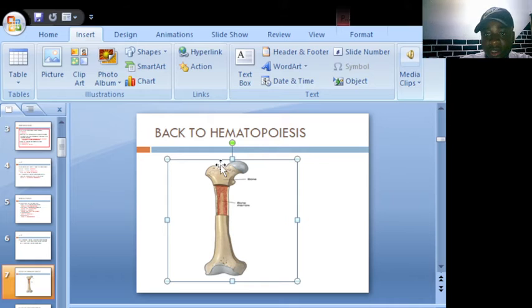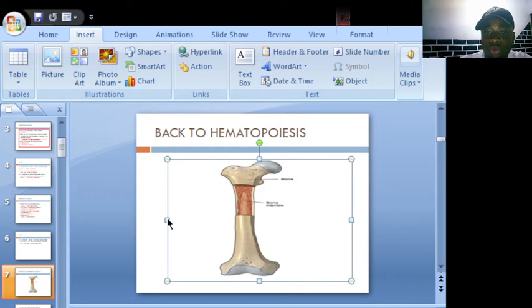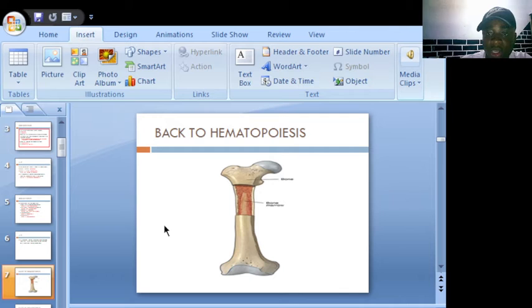Now let's go back to hematopoiesis. Okay, now I'm done with reactive leukocytosis. I'll talk about the malignancy. Okay, but before that, let me quickly go to hematopoiesis or hemopoiesis. Okay, good. So talking about hematopoiesis, I hope you remember.